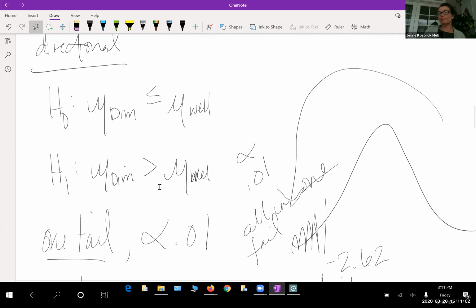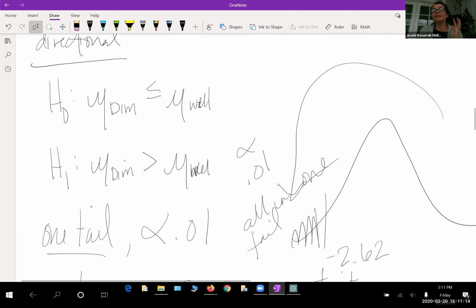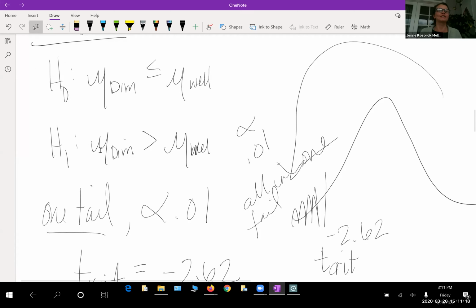So we would put that our mean of dim, we would say, right, for the null, that it would be either less than or equal to the well-lit. There's really going to be no difference between them, or the well-lit might even be higher, right? But our alternative says no. The dim lighting is going to be higher than the well-lit. We think that's really going to happen. It's not just going to be no difference.